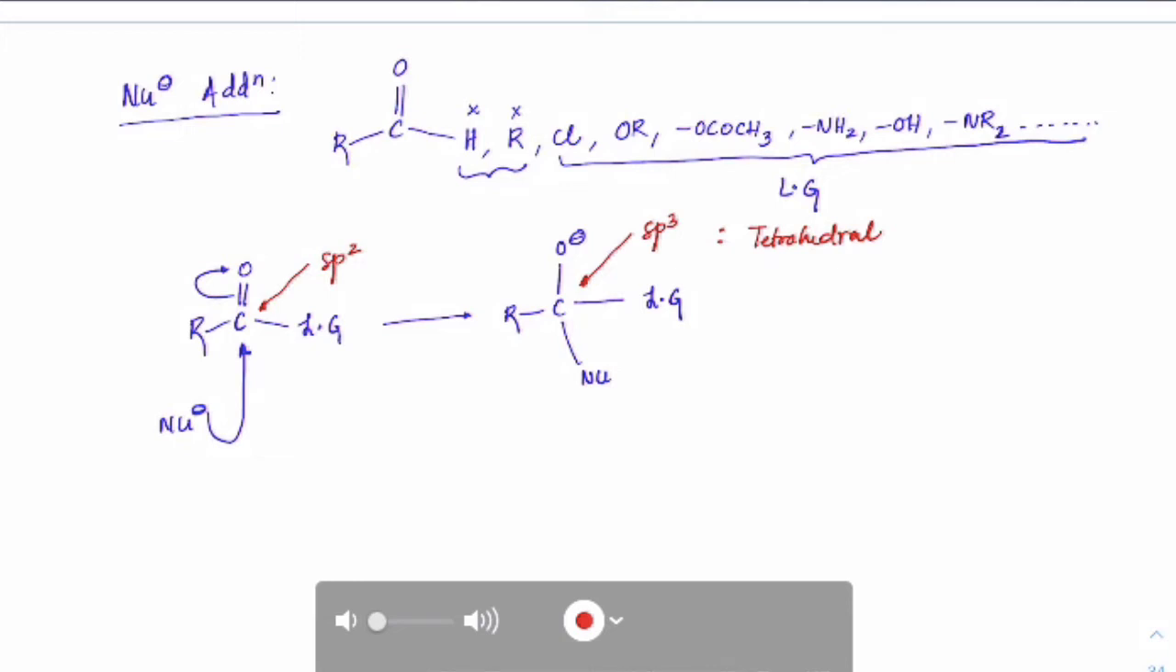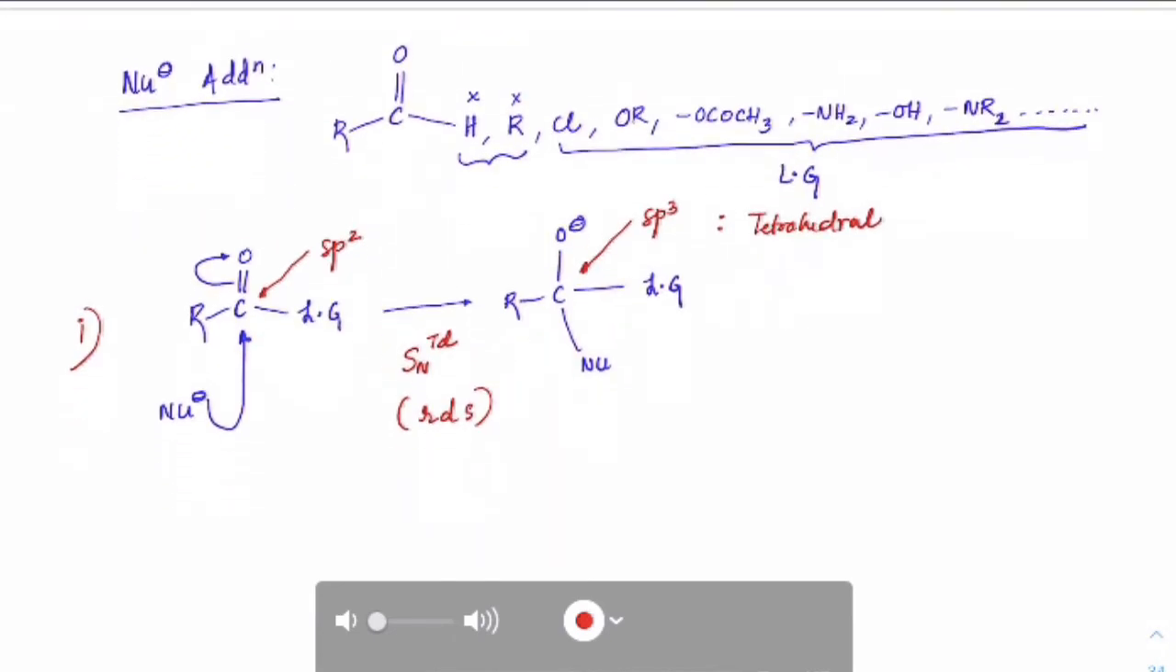Hence, this particular step where a nucleophile is getting substituted is also called the SN-TD step. TD as in formation of tetrahedral species. So the first step where a nucleophile attacks a C double bond O group is SN-TD. And henceforth, you will always see this is the rate determining step in all the chapters. The attack of this first one will always be the rate determining step. So we have generated a species here.